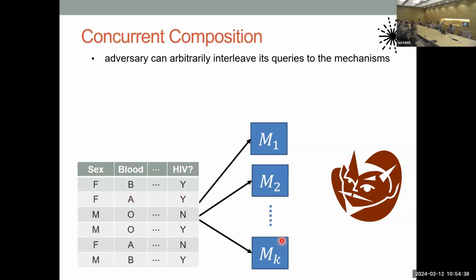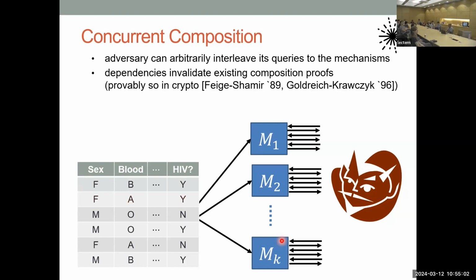A more natural way, though, once you're working with interactive DP, is to allow an analyst or an adversary to arbitrarily interleave its queries. It first can ask a question of the first mechanism, then of the second one, then go back and ask a question of the first one, and so on. And here, composition is much more subtle. In fact, in the cryptography literature, there are classic examples showing that concurrent composition provably invalidates the security properties of some crypto protocols if they have only been proven secure for sequential composition.